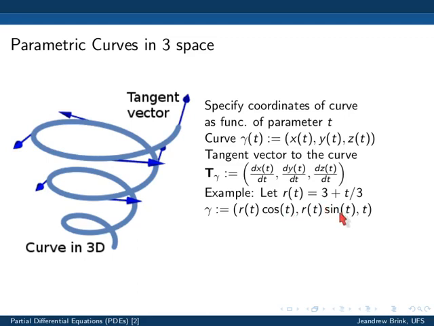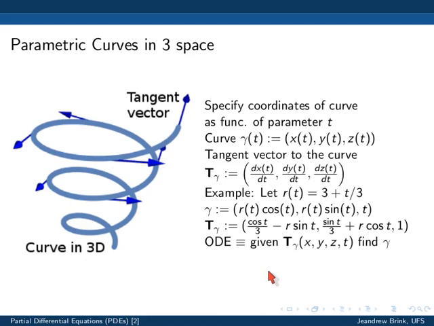So that's what makes it spiral. The radius increases with time, and it goes upward in time. And then you can immediately, just by taking the derivative, write down the tangent vector of it. So this is just a little refresher of dealing with curves in three space, and that's all we'll need for now.